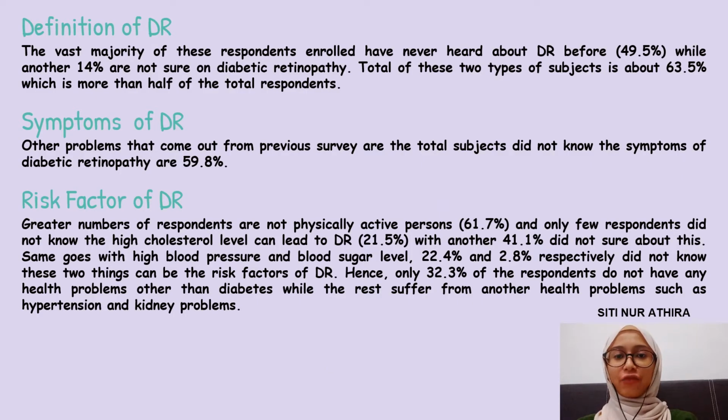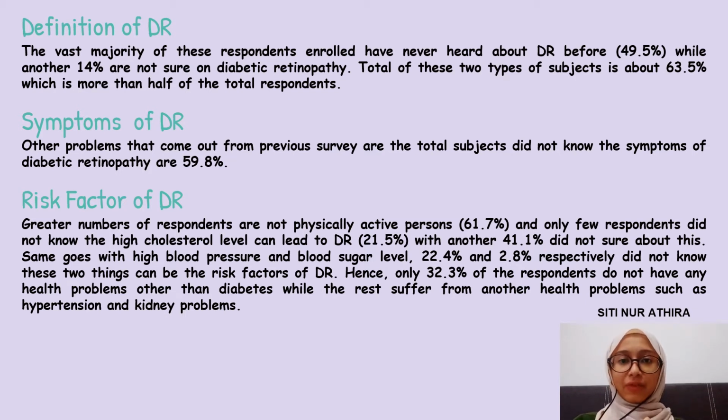For the evidence of what are the problems that we found in our previous screening on assignment 1, the first problem that we found is that subjects are not aware of what is diabetic retinopathy, DR. From the result of their screening, the vast majority of subjects enrolled have never heard about DR, which is 49.5%, while another 14% are not sure what DR is. This gives a huge main problem that came out from previous screenings.